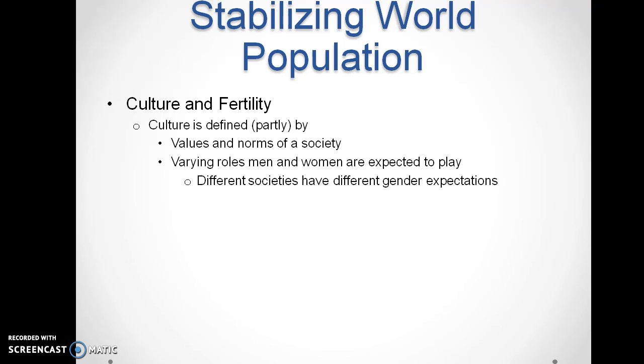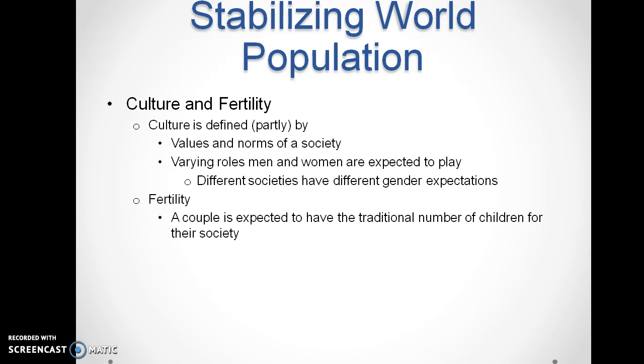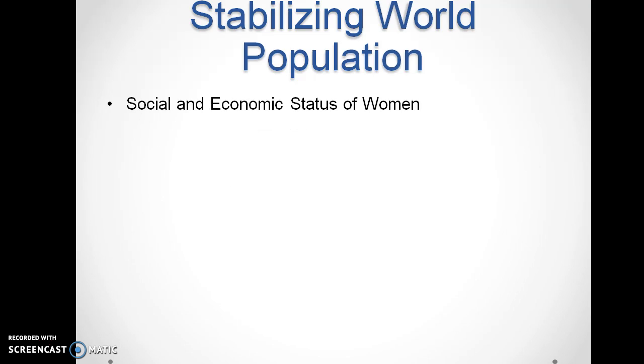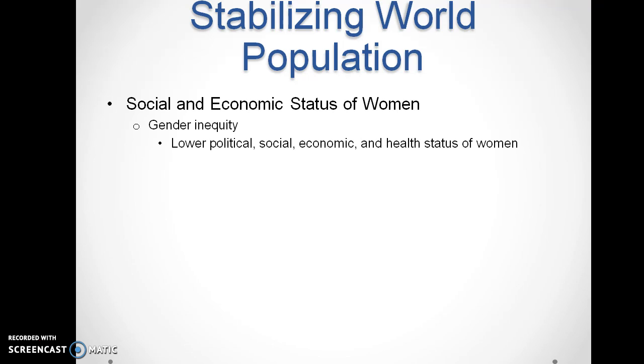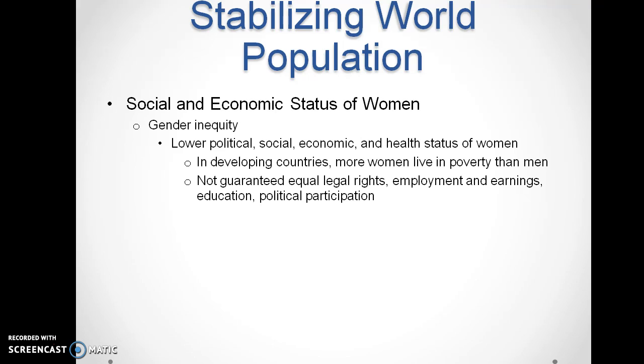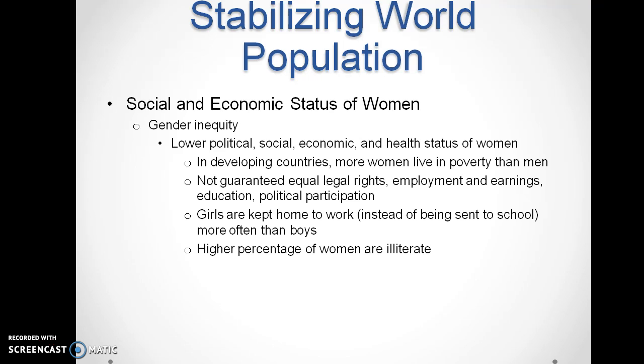So culture and fertility, very simply, different cultures have different ideas of how many children a woman should have. In some cultures, it's 1. In some cultures, it's 10. In some cultures, it's, I don't care how many girls there are, just as long as we have at least a few boys. So that plays a large role in how many children we have: how are girls valued versus how are boys valued. We also have to look at the gender status of women. In most countries, it's a lower status. They're typically poor, they typically don't have any education, and they typically aren't as valued as men.